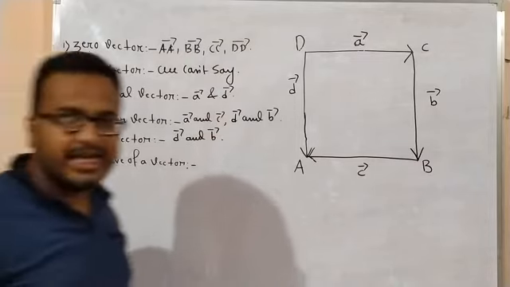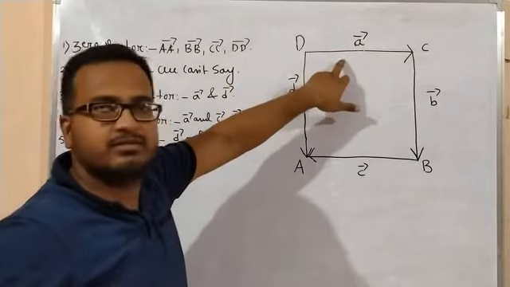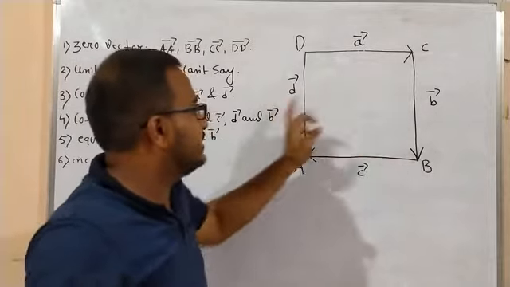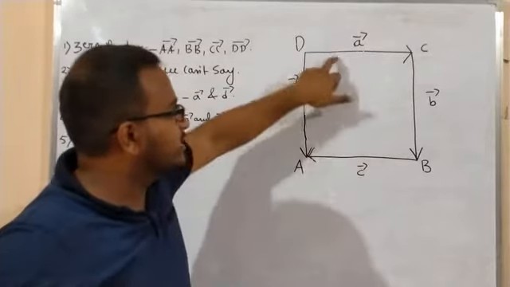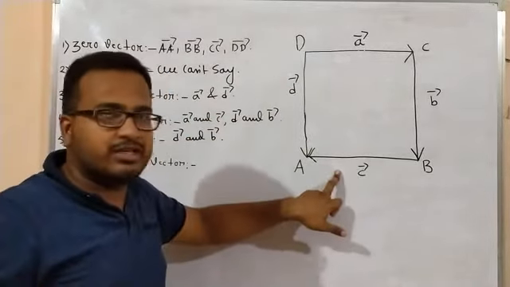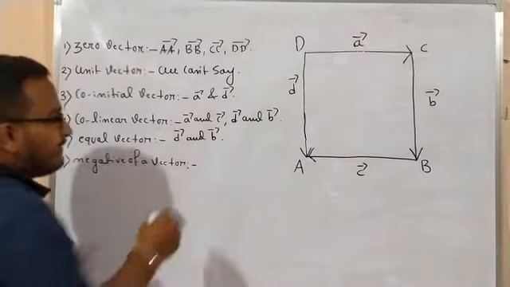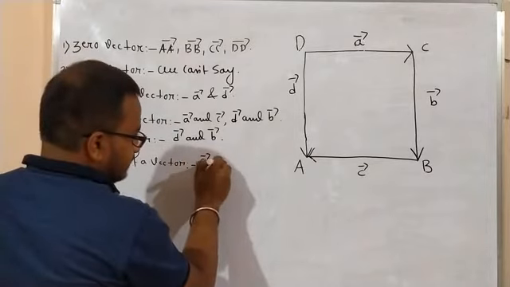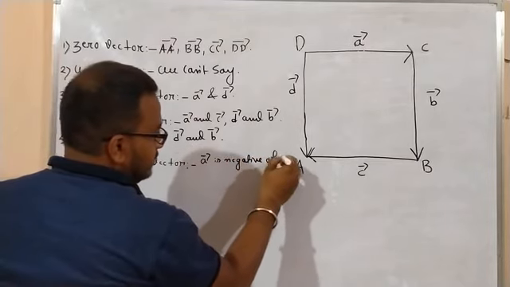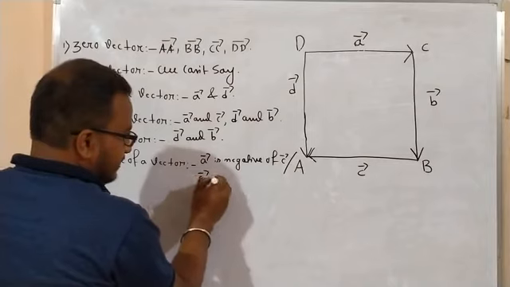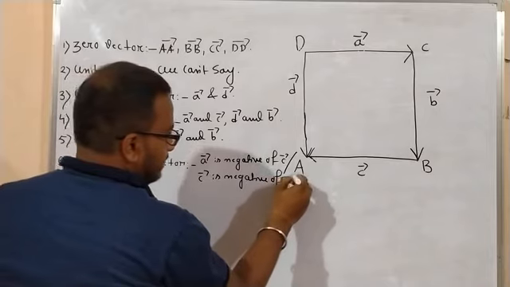Now negative of a vector. This vector is a negative of that, and this vector is a negative of that, isn't it? But this is not a negative of each other because they have the same direction, right? But these two vectors have the same magnitude but are in opposite direction. That is why they are negative of one another. So A vector and C vector: A is negative of C, or someone may say C vector is negative of A vector.